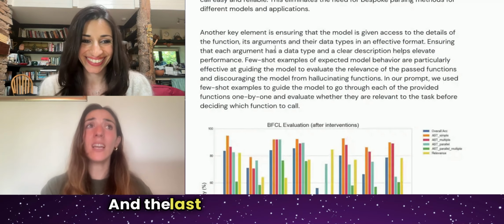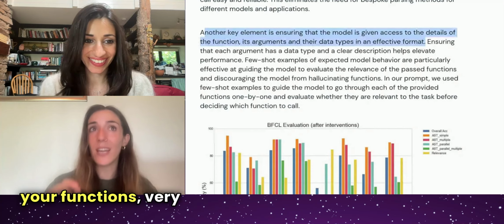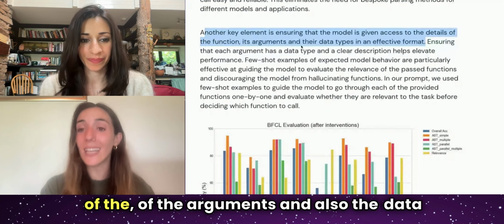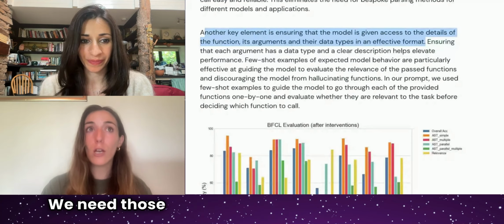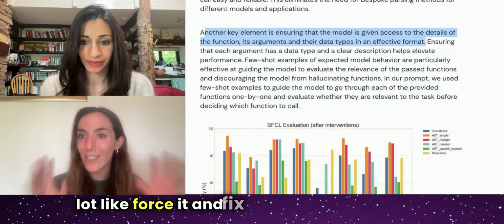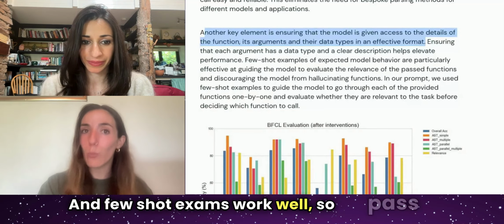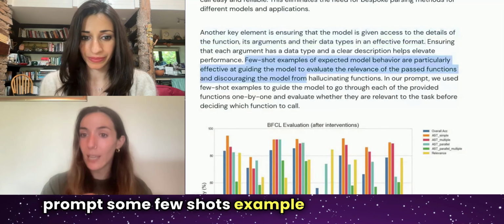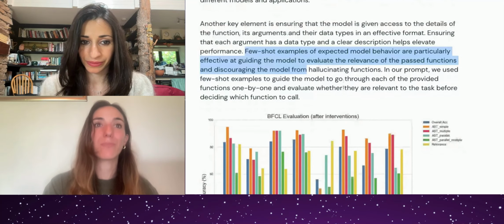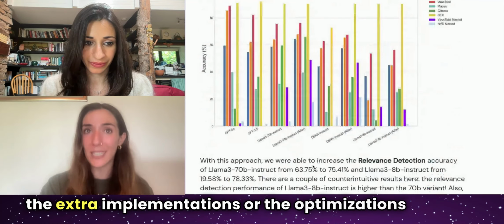Yeah. And the last thing is that, as we said before, you need to have very specific documentation of your functions, very explicit descriptions, and very explicit descriptions of the arguments, and also the data types and in what format we need those, so that we don't let the LLM reason a lot, like force it and fix it as much as you can. And few shot examples work well. So pass in your prompt some few shot examples of how to call these functions and what to expect as a result. Again, few shot prompting works well. And this gives you now the benchmark after the extra implementations or the optimizations they did.